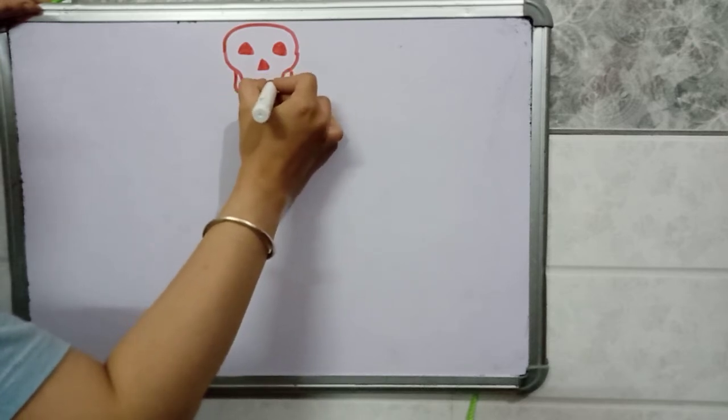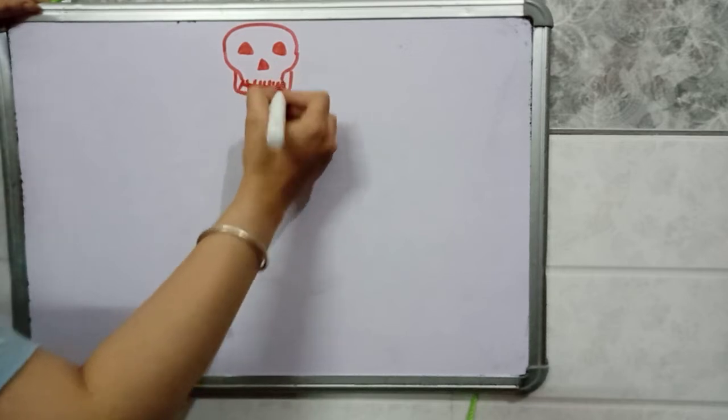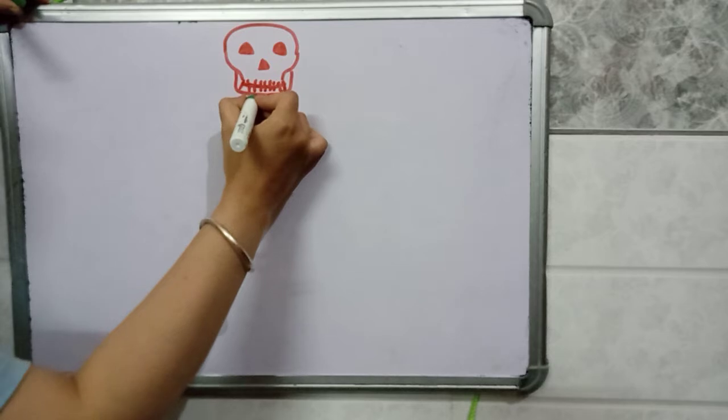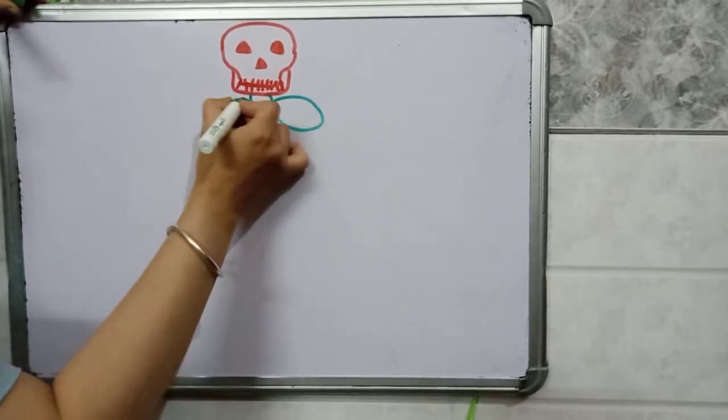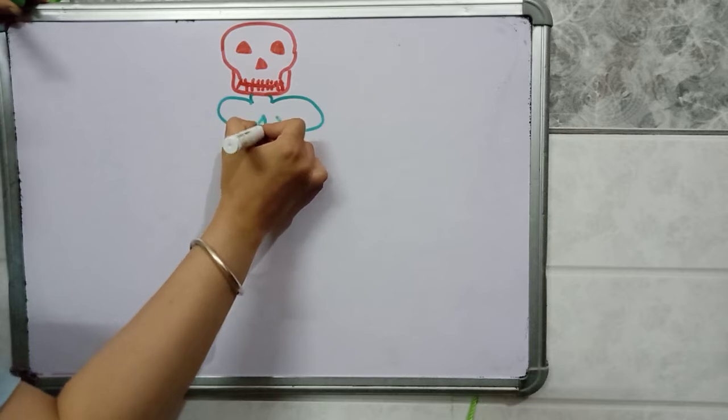Human skeleton system. Okay, and this is the skull part. This is the part in the skeleton which supports our head. Okay, skull supports our head. Now I am drawing the ribs.